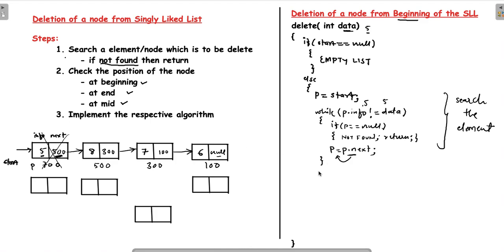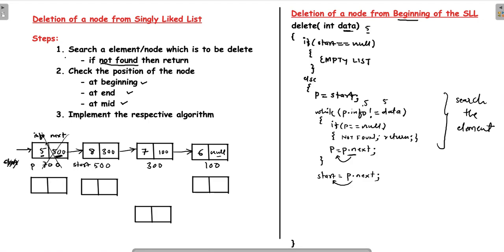So what will we write after this loop? You will be writing start is equal to P of next. What is the current P? It is 700. What is the P of next? 500, which is copied into start. So what is the new value of start? It is 500. So this will be your starting point.